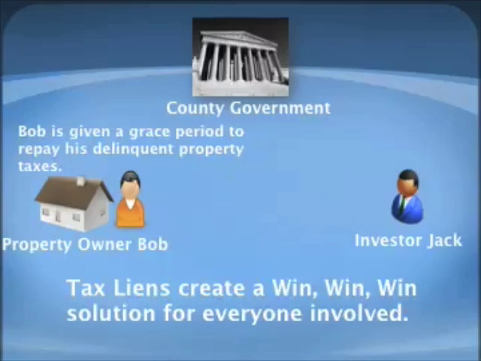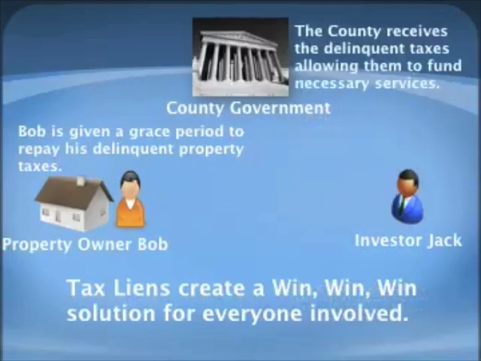So this was, like I said, a far cry from what the forefathers of the country saw when they traveled to America originally. Now the county receives the delinquent property taxes that they need to continue to function, which is great for everyone involved. That means that the citizens of the county are able to continue to have those resources provided.